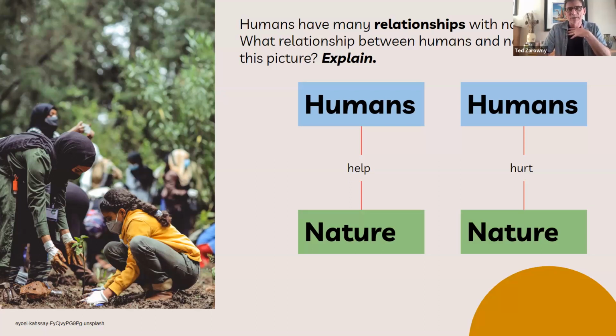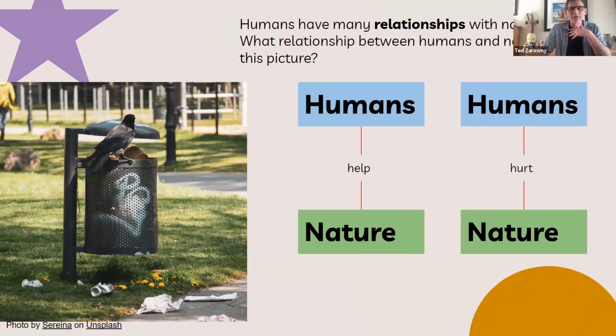Next slide, please, Chris. So I introduced that line now because later on, when you do something like concept maps, kids know that when they draw a line between two concepts, that line means something. So here's another example. What does this image show? Is the relationship that humans help nature, or is the relationship that humans hurt nature? And I think one more slide, Chris.